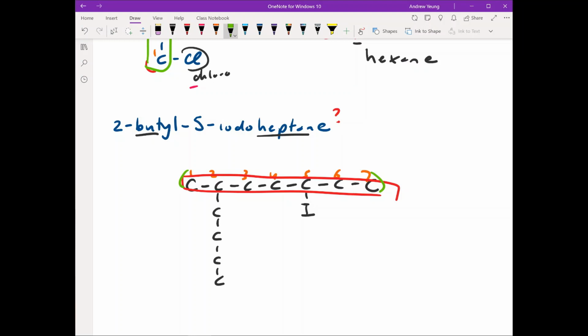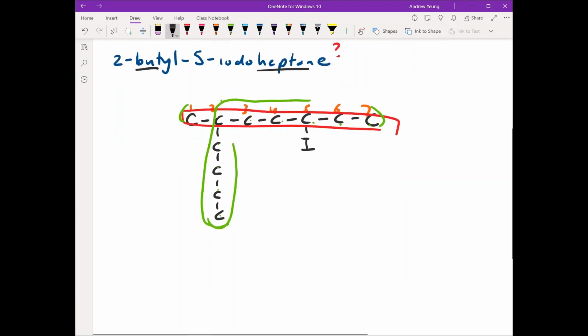But if I actually count the parent here, what if I started this side? 1, 2, 3, 4, 5, 6, 7, 8, 9, 10. Oh, 10 carbons is actually longer than a 7 carbon chain. So in that case, we shouldn't actually be a 7 carbon chain with the butyl group. We should actually be a 10 carbon parent that happens to have these alkyl groups on the side. So again, really important for you, make sure you have the correct parent, and then we can do the branches on the side there.